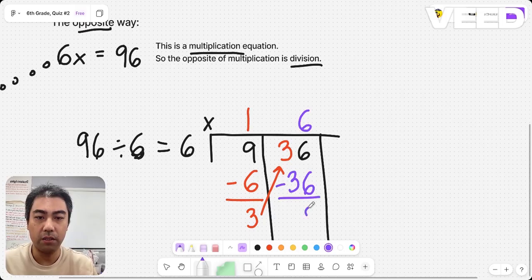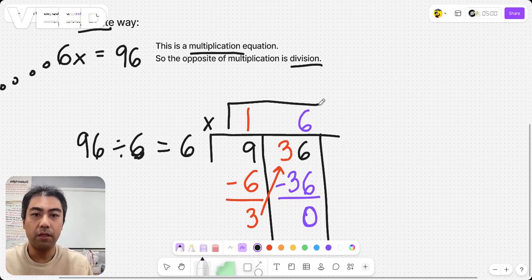Subtract, and we're done. I know I'm done. I have a remainder of 0. I'm officially done. And my final answer is what's on top. The final answer is 16.